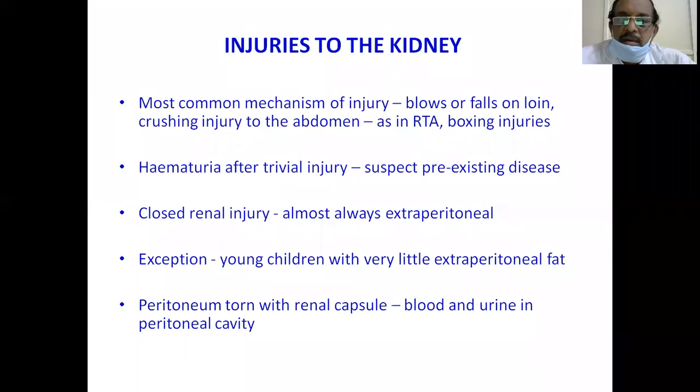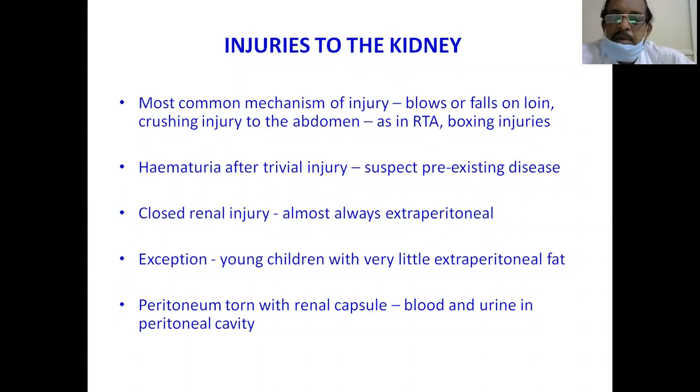Renal injuries are very common. Blunt abdominal trauma or penetrating trauma: these are the two types of injuries to the kidney. Blunt abdominal injuries are caused by road traffic accidents or boxing injuries. Whenever there is a boxing championship in the town, we used to get more boxing injuries because of a direct hit in the loin, which injures the kidney.